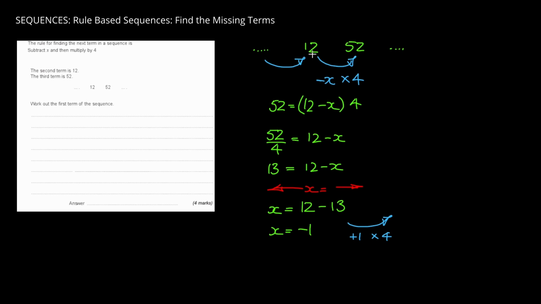Let's just check that's still okay. Add 1 to 12, 13, multiply by 4, 52. So yes, this does look right.